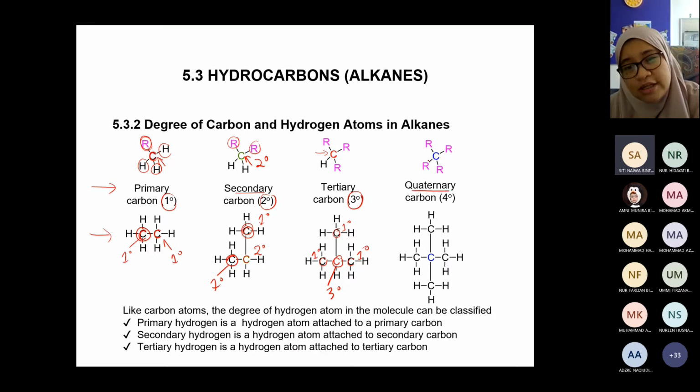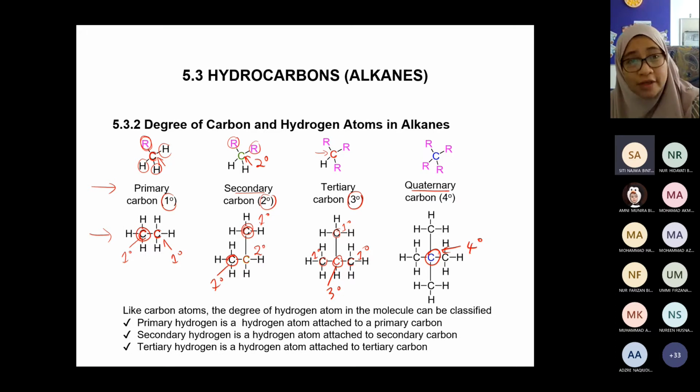And then we have quaternary. For quaternary, that means the targeted carbon is attached to 4 different carbons. That means there's no hydrogen attached to the carbon. Like, for example, this blue carbon here. So this is considered quaternary.